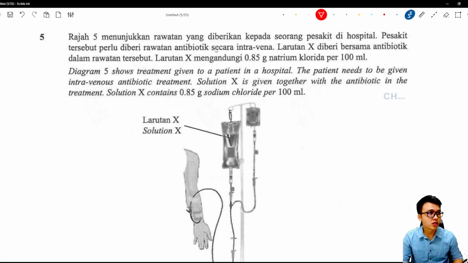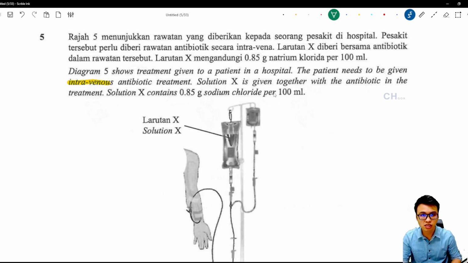Okay guys, so let's check this out. Question 5. Diagram 5 shows a treatment given to a patient in a hospital. So the patient needs to be given an intravenous antibiotic treatment. So guys, what is intravenous? Intravenous means you are going to put something in through your vein.